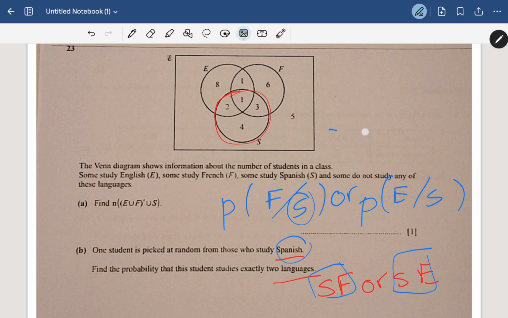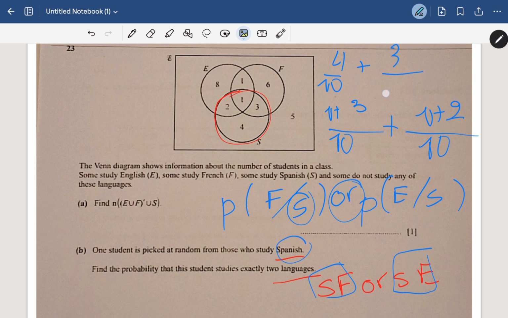knowing that he is studying Spanish. Now, the probability of French knowing that he's studying Spanish is what? It is 1 plus 3 over the total. The total in Spanish is 2 plus 1 plus 3 plus 4, so 10. So 1 plus 3 over 10, plus the probability of English given Spanish, which is 1 plus 2 over 10. Adding it, you're gonna get 4 over 10 plus 3 over 10, which is then 7 over 10.